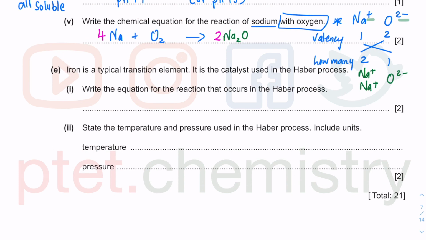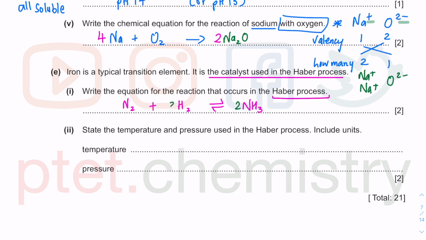Part E, iron is a typical transition element. It is the catalyst used in the Haber process. So what is actually happening in the Haber process? The nitrogen reacts with hydrogen reversibly in order to give you ammonia gas. These are all in the year 9 structure and bonding, dot and cross, chemical formulation. I put a 2 in front to balance the 2 nitrogen atoms, and then I have 6 hydrogen atoms, so I need to put a 3 there.